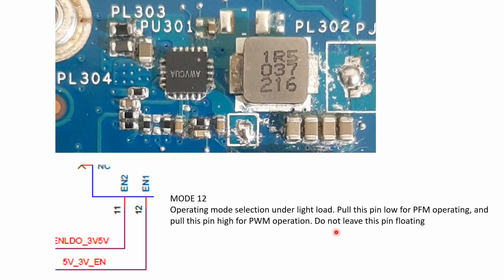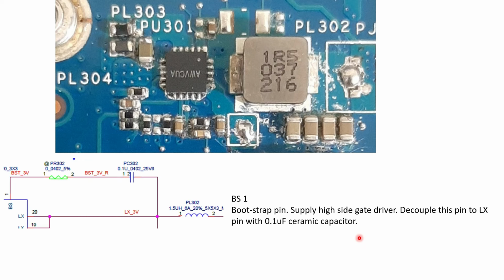See here, two operations will be there. One is PFM and one is PWM. It depends on the working functionality, what work you want. Depending on that, you can enable or disable this one. If it is low, it will activate the PFM section. If it is high, it will activate the PWM section. It should not be floating. Okay, this voltage should not vary. Make sure this has to be constant. Then only you will get the constant 3 volts always.